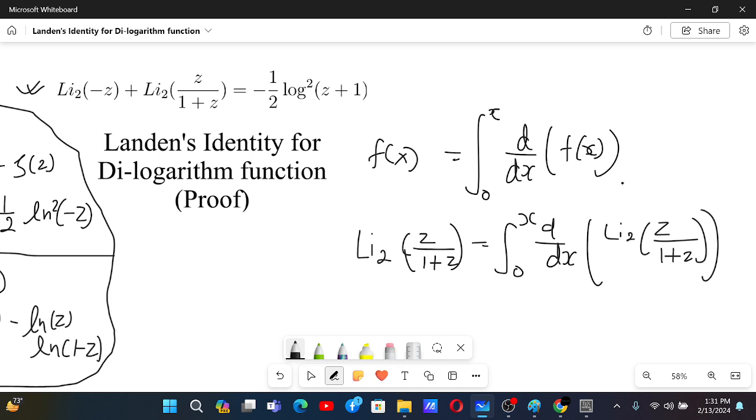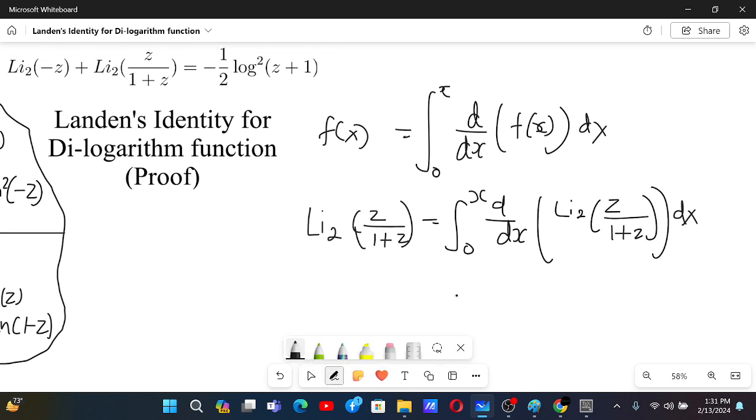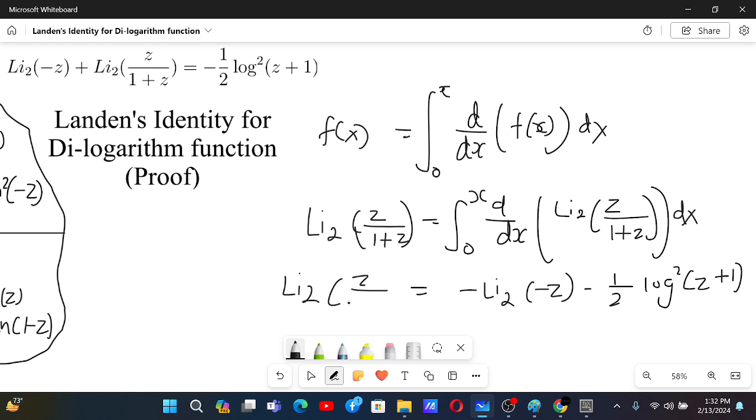The different expression we will get from this operation is minus Li2 of minus g minus 1 by 2 log square of g plus 1. We will get this result. And after we get this result, we can just take the Li2 of minus g to the other side, and then we'll prove the identity. But let us see how we get this result.